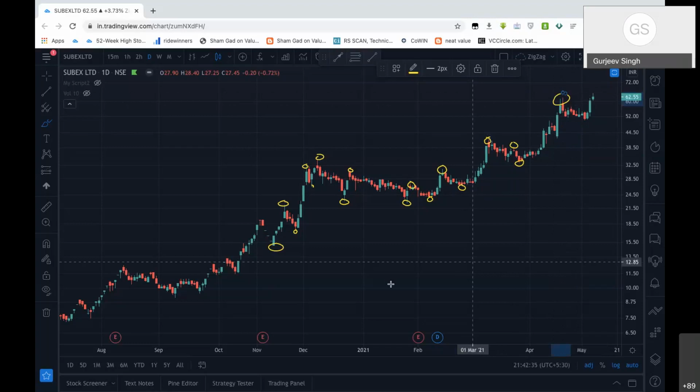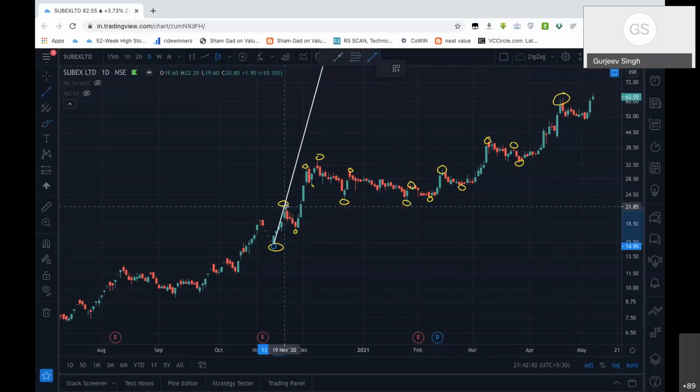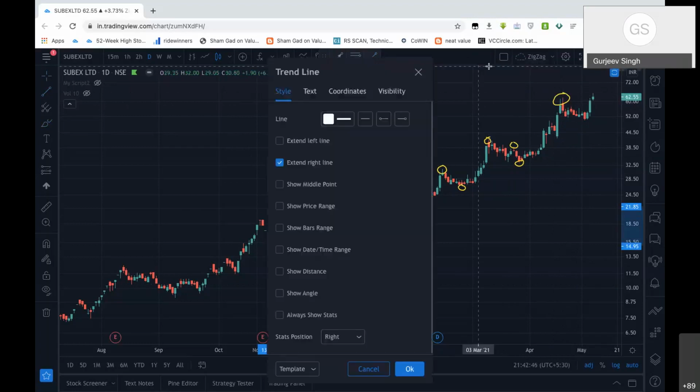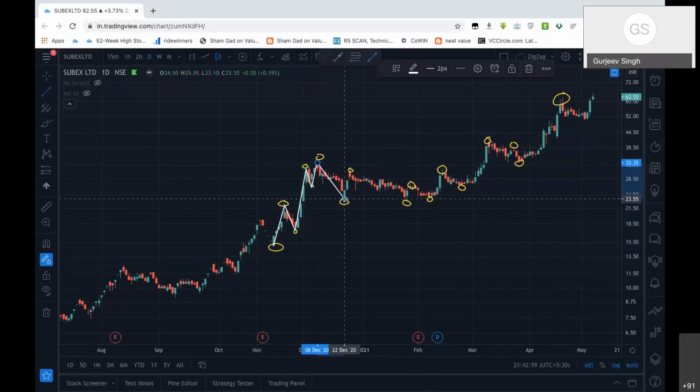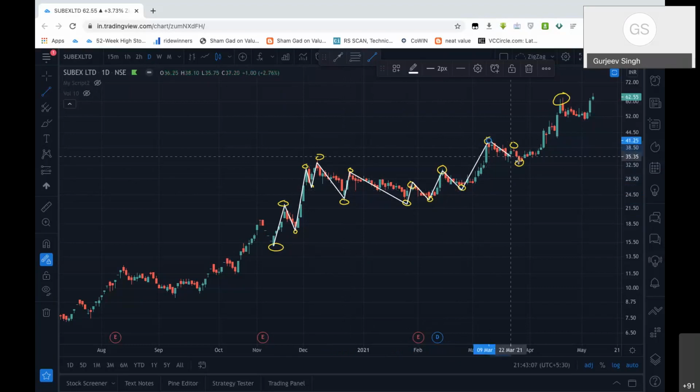Okay, these were the swing highs and swing lows. Next, we took a line like this. We drew a line like this and connected these swing highs and swing lows. All I am basically doing is joining all the high and low points, basically to know the trend, where the market is going. This was the last exercise we did.